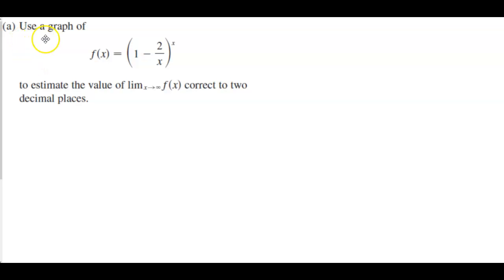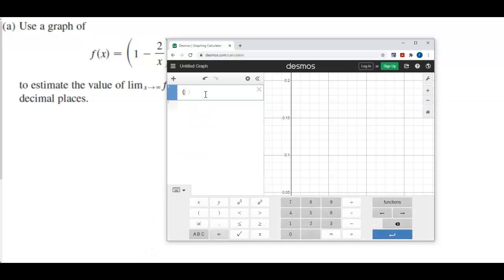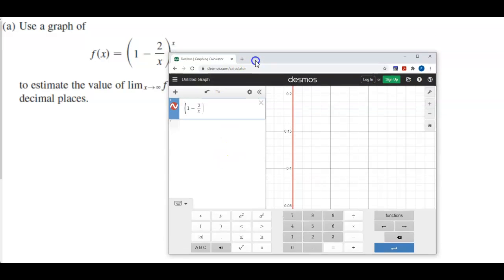Part A, we want to use a graph of f of x, which is equal to (1 minus 2 over x) to the power of x, to estimate the value of the limit as x approaches infinity of this function, correct to 2 decimal places. So let's go ahead and graph this in Desmos. So we have 1 minus 2 divided by x, and then we're going to raise that to the power of x.